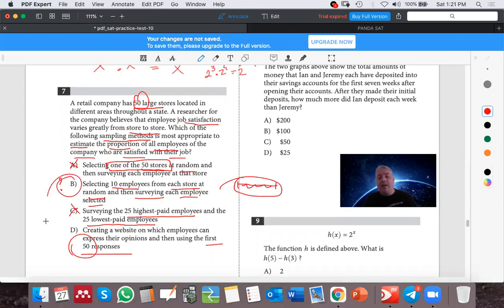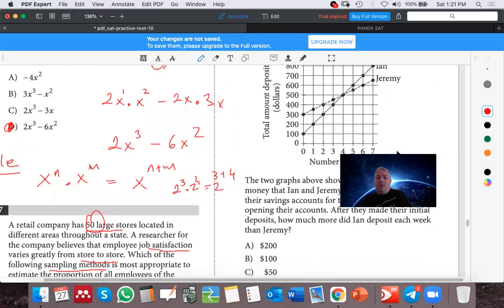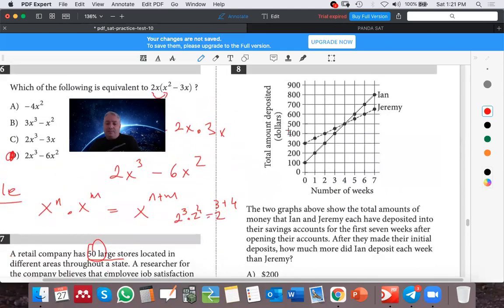So what is left in our hands? B is the most appropriate one. Is this okay? Is there anyone against this? No. Good. Question number 8.